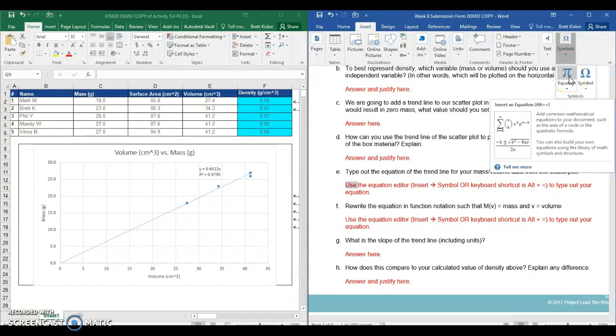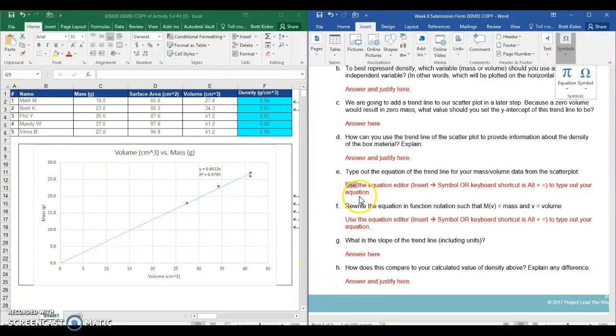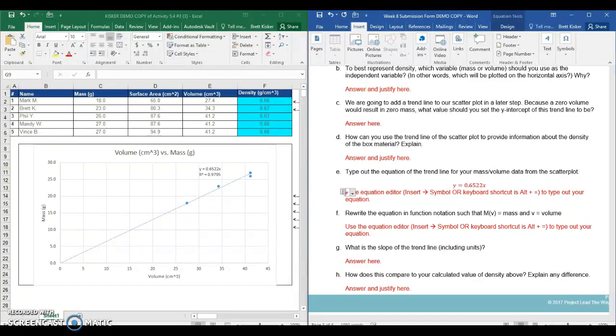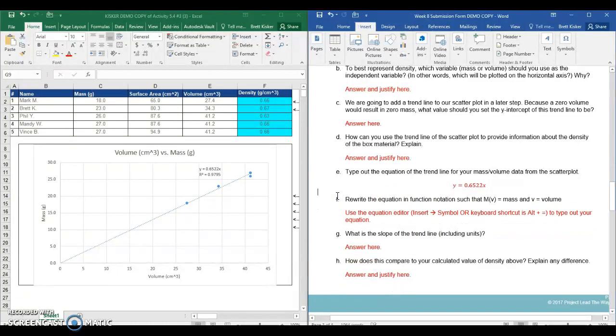And when it does, it'll allow me to type in an equation. I want you to notice though it says the keyboard shortcut is Alt equals. If I hold down the Alt button and hit the equal sign, okay, that also works. And what we want you to type in is y equals 0.6522x. That's all we're looking for here, okay? We're not looking for anything else. That's the equation from the trend line.